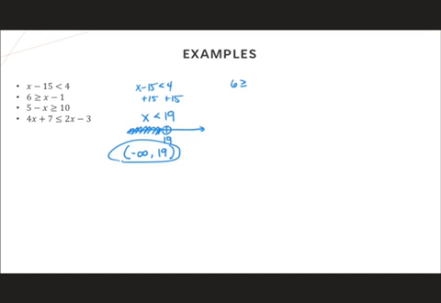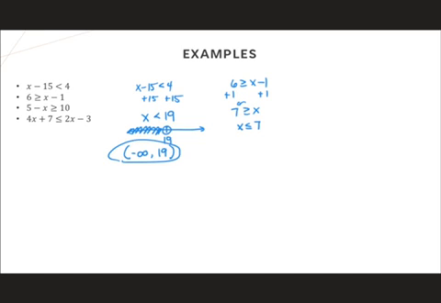Okay, 6 is greater than or equal to x minus 1. We're going to add 1 to each side. So 7 is greater than or equal to x, or if it's easier to read, x is less than or equal to 7. If you decide to flip it around, make sure that your alligator is still eating the larger thing. So if it's eating 7 in the top line, it should be eating the 7 in the bottom line.